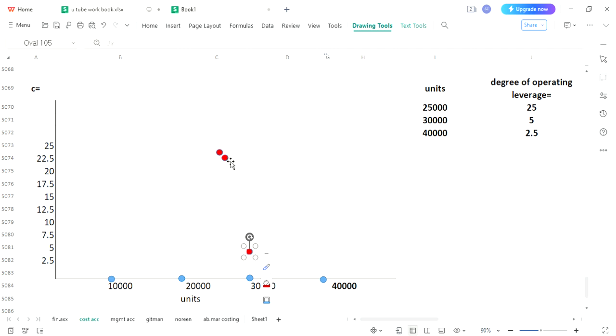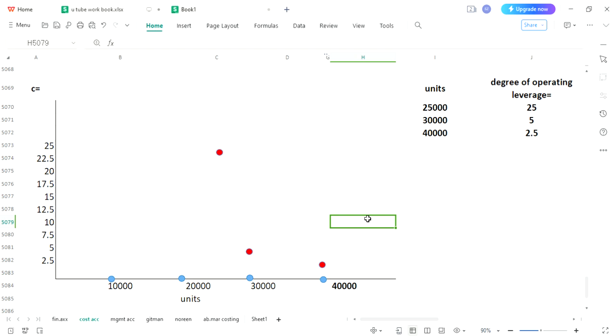Okay, let's make the third arrangement, and that is the combination of 40 and 2.5. 40 was here and 2.5 over here. In this way we have got our 3 points.